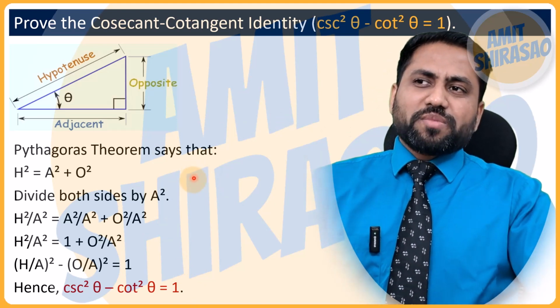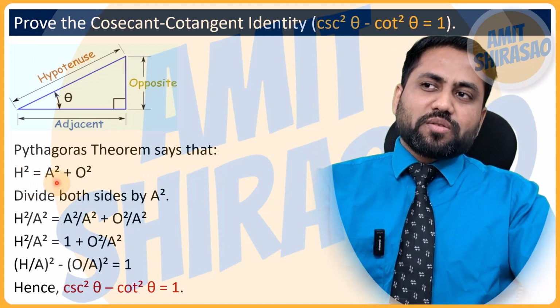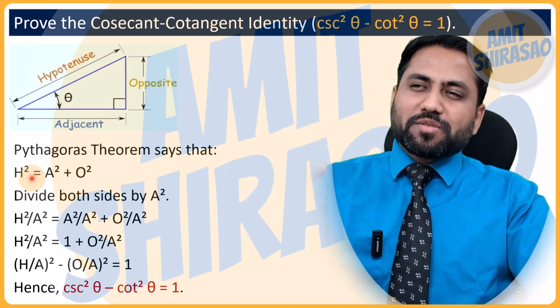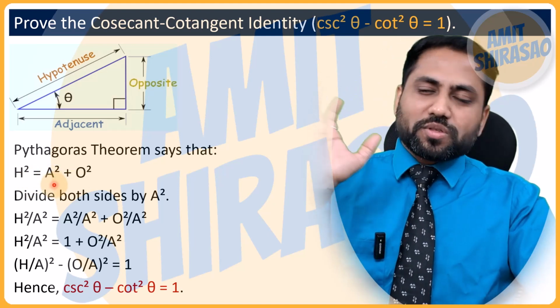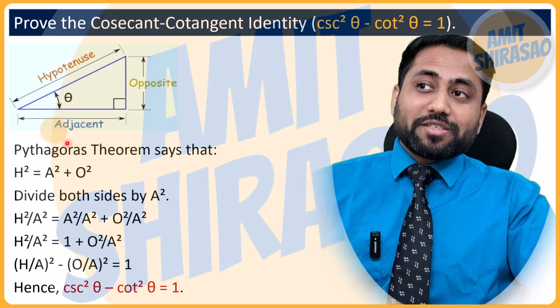See, the main problem in proving it like this is that when I tell you that h square is equal to a square plus o square, you understand. H means hypotenuse, a means adjacent, o means opposite. You get it, right? But in the schools, you are not taught like that.